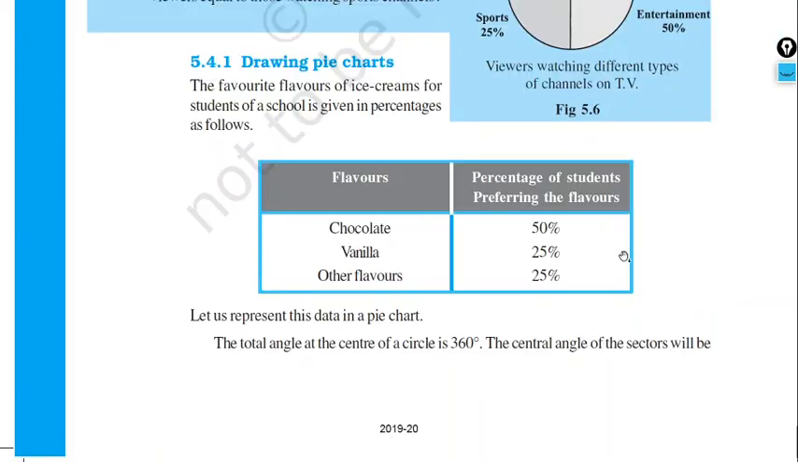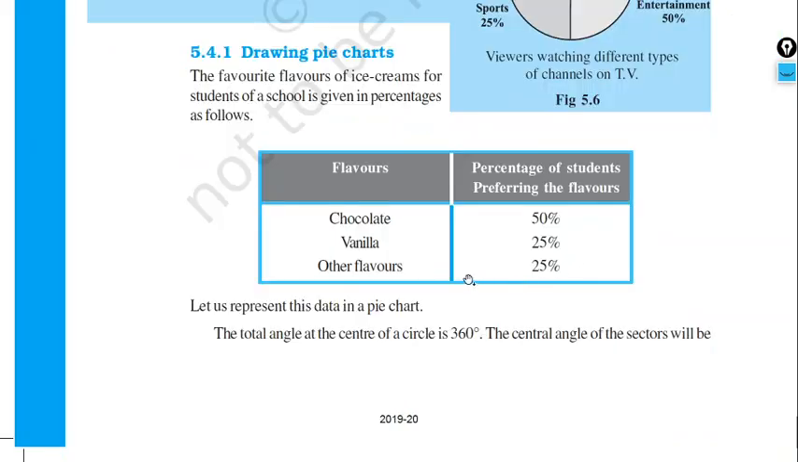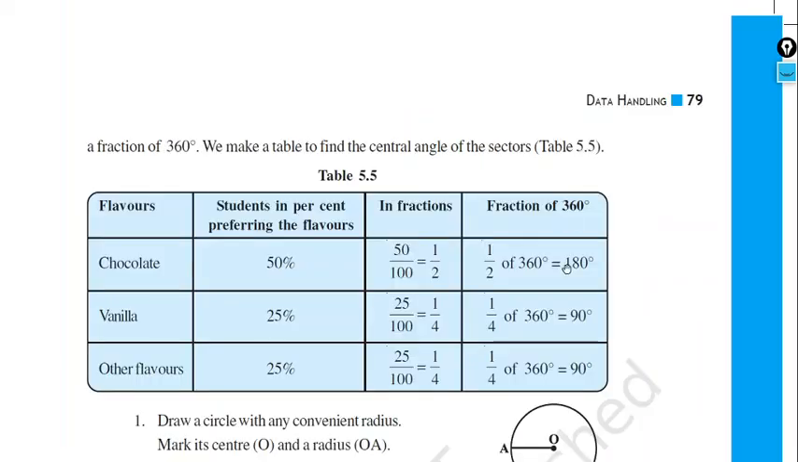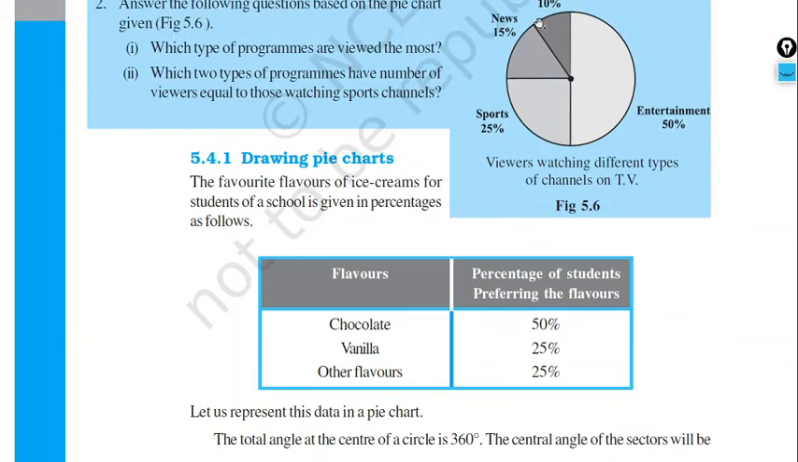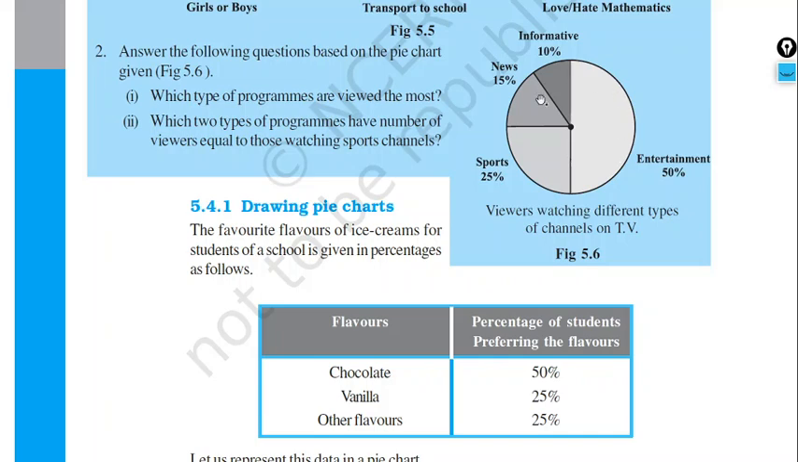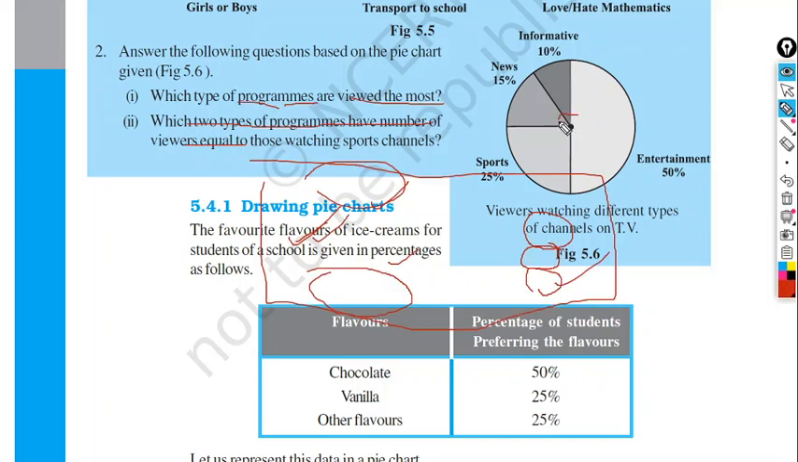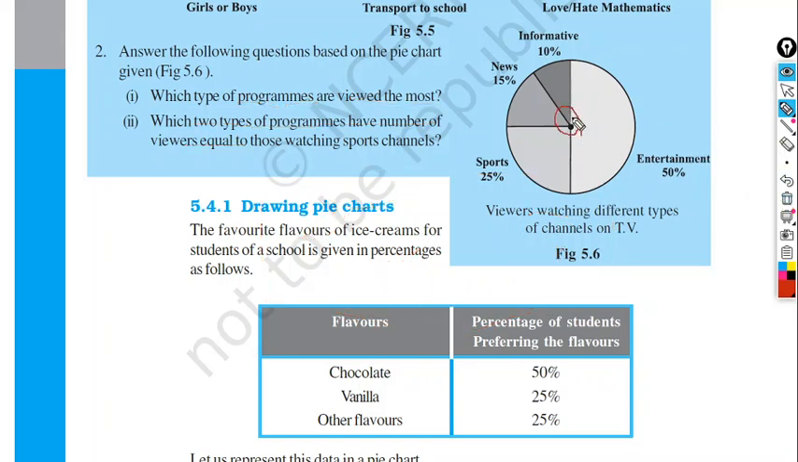So we have to make a table for this chart. Now you remember this: chocolate 50%, vanilla 25%, other flavor 25%. Before going to the table, we should remember that in a pie chart, you can see in this pie chart, what is the total angle in this? What is the total angle? This angle will be 360 degrees.